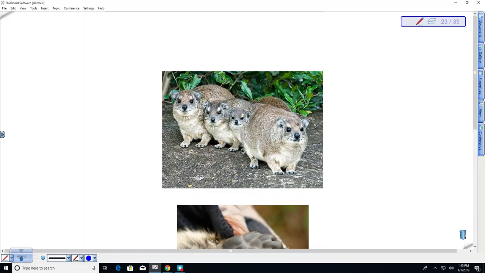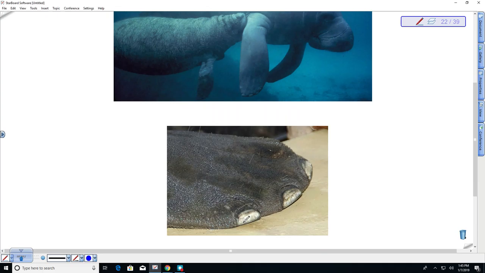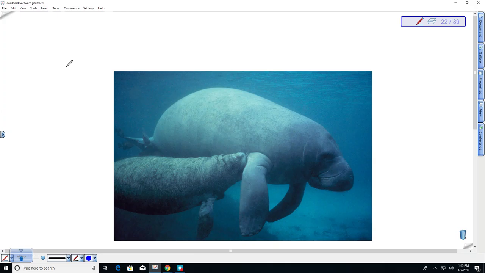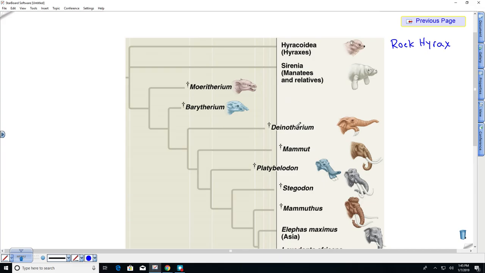The manatees also have very similar structures on their feet, these toe pads that are found on elephants as well. Okay. So this relationship is actually not just based upon fossils or structures, but the way that we determine evolutionary relationships these days is through molecular genetics. So what number am I on? Four. Okay, so molecular genetics.